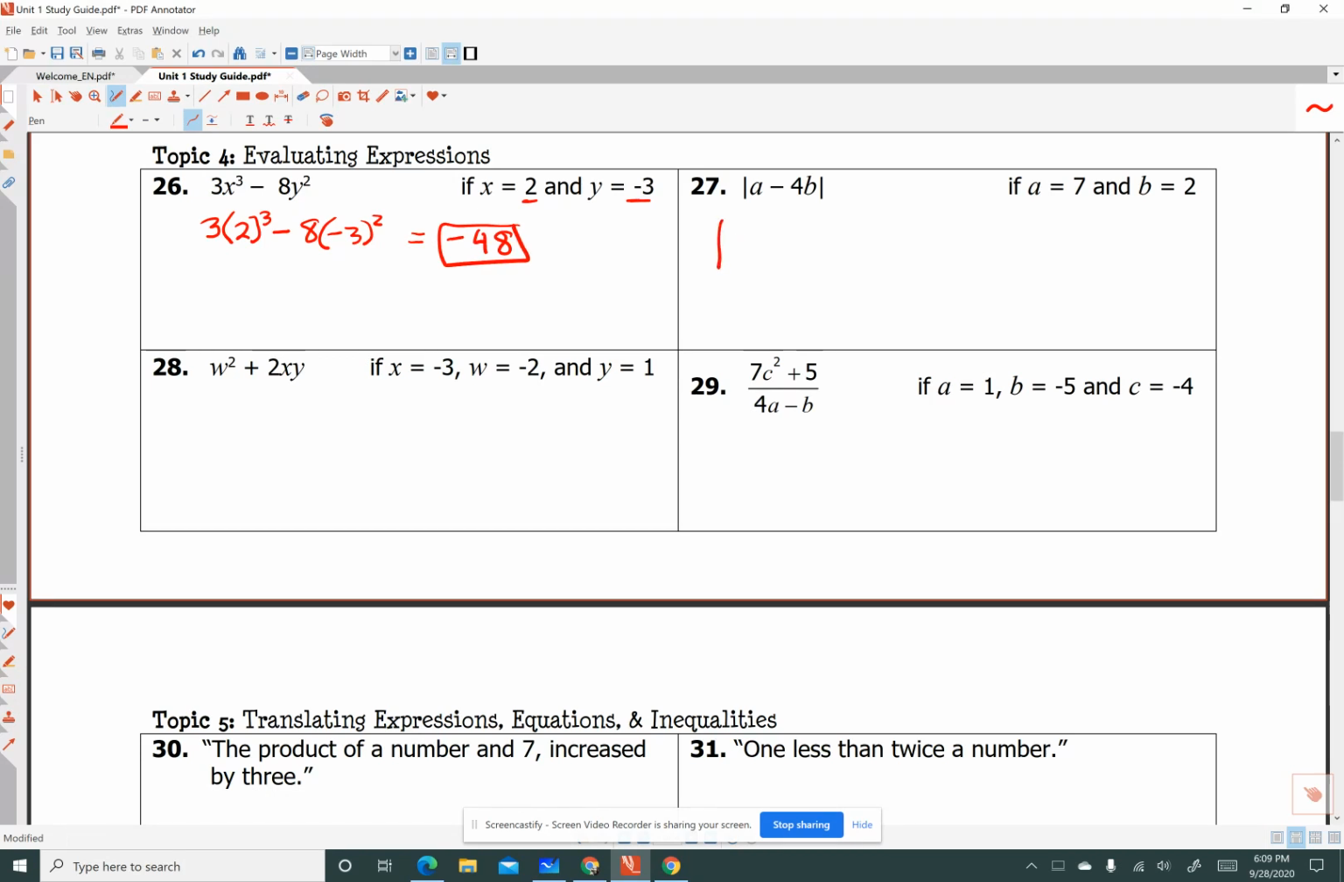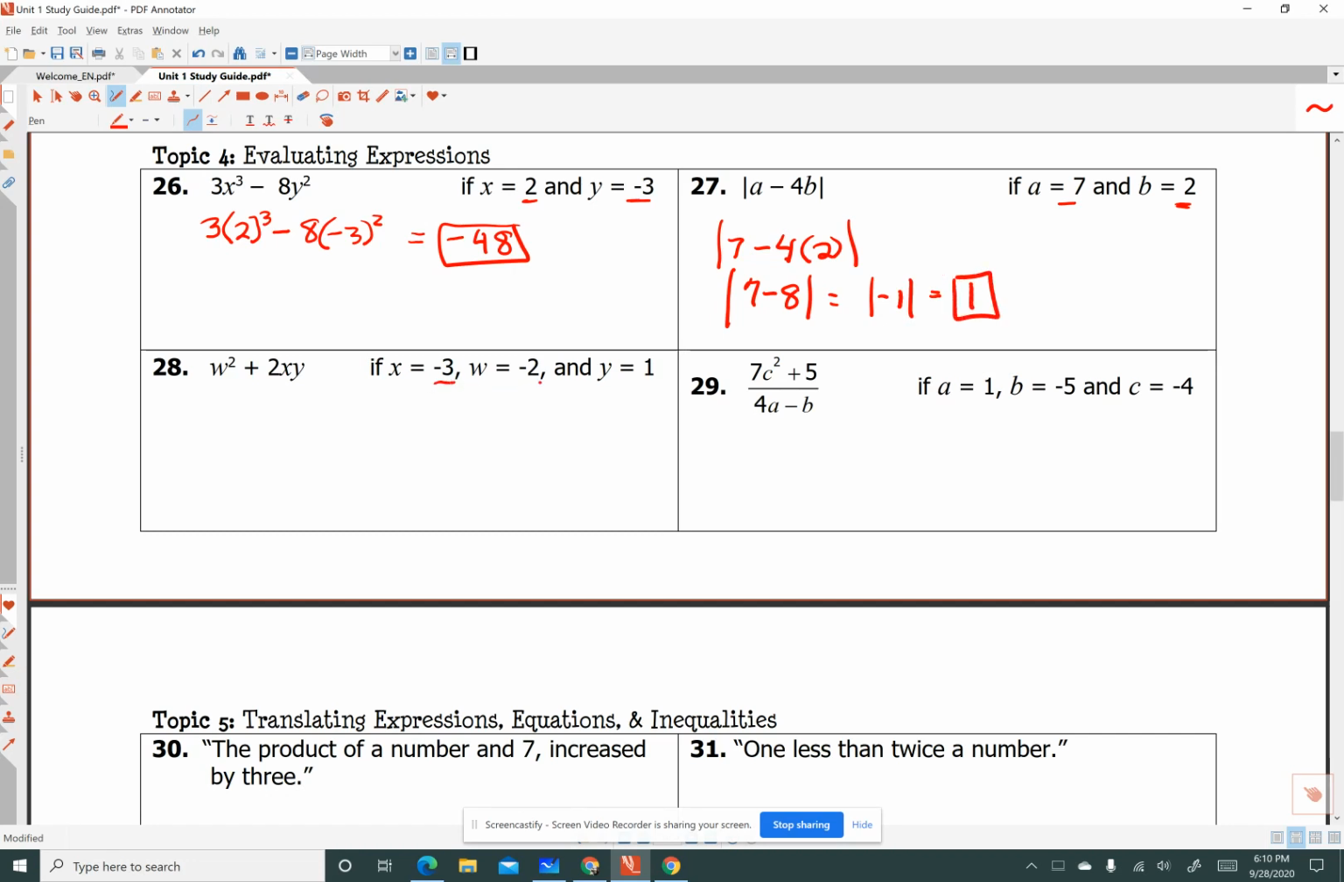So we have the absolute value of 7 minus 4 times 2. That's the substitution. A equals 7, B equals 2. So that's going to be 7 minus 8, still absolute value. And that's going to be the absolute value of negative 1, which equals 1.